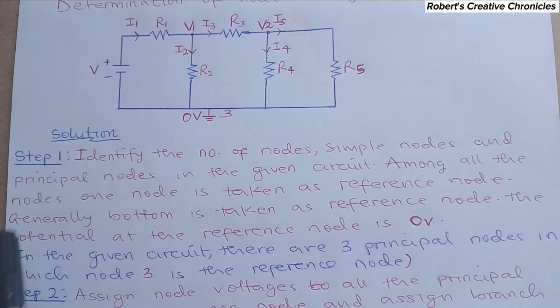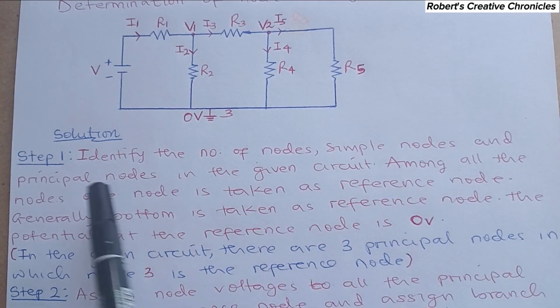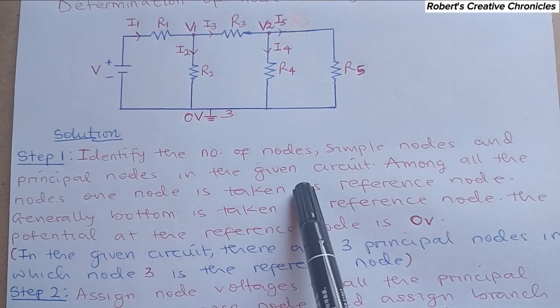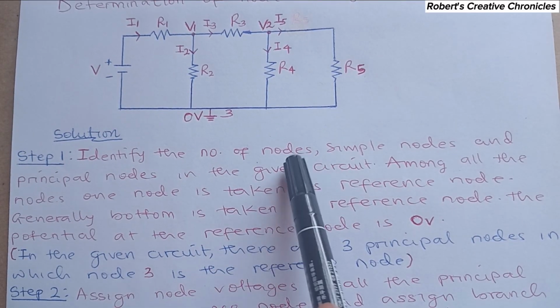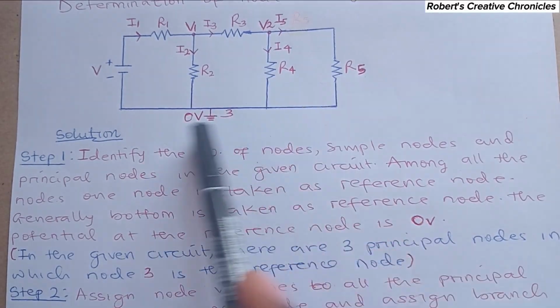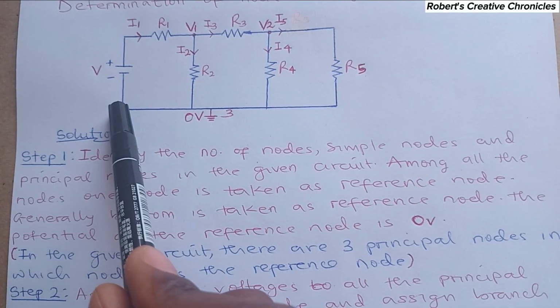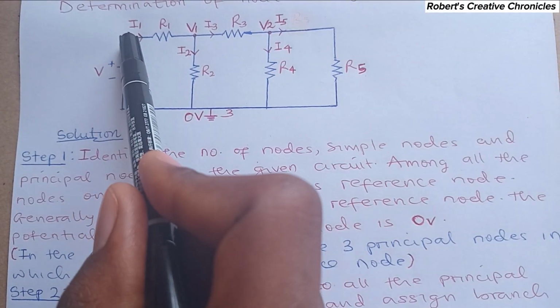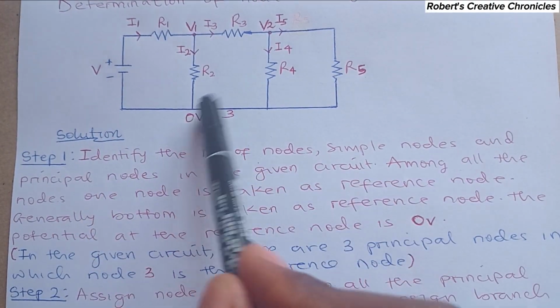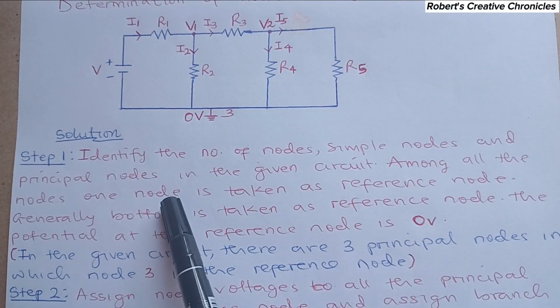Now the first step is to identify the number of nodes, simple nodes and principal nodes in a given circuit. Now what is a node? A node is any point or junction in a circuit whereby two or more branches are interconnected. Like here is a node, here is a node, here is a node, here, here. All these points, they are nodes.